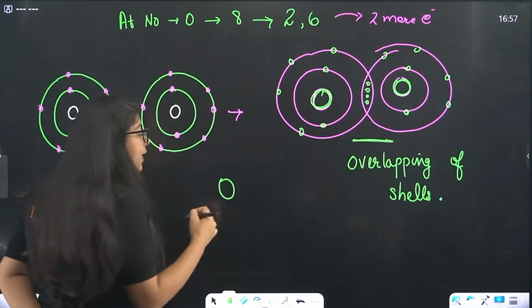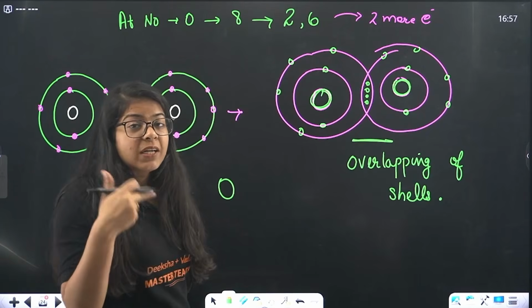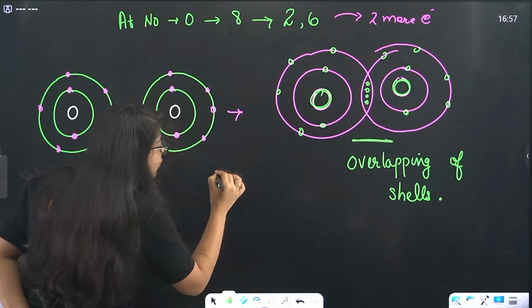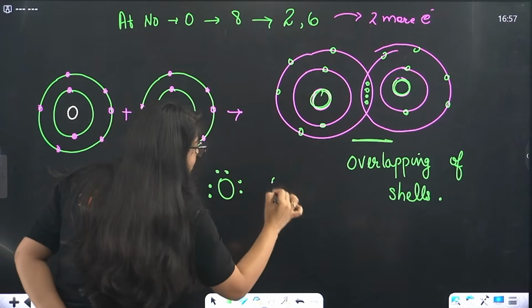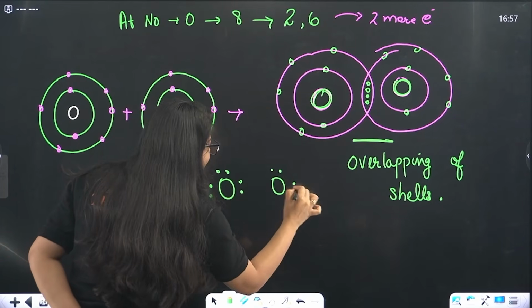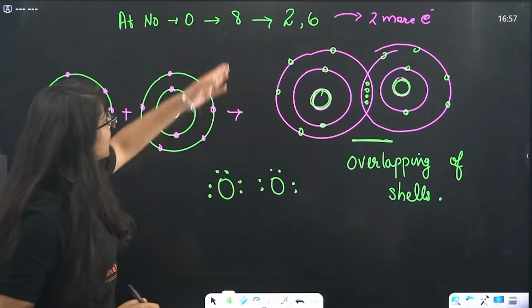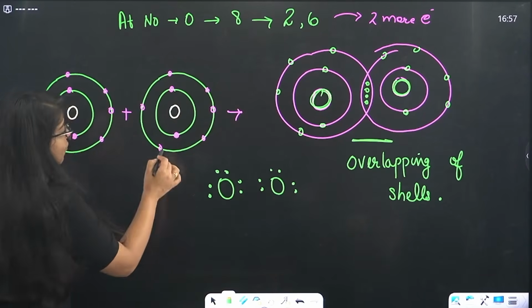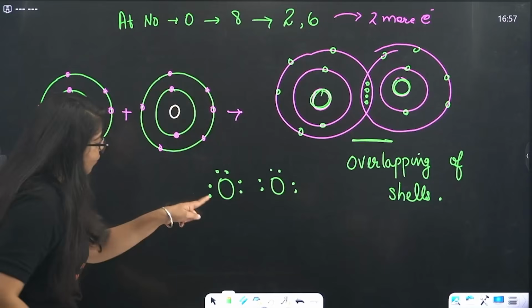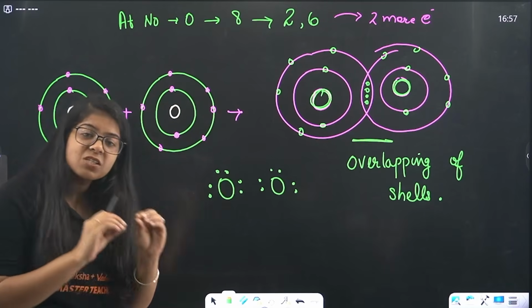How will I write oxygen? How will they teach you to write it in 11th, 12th class? They'll do 1, 2, 3, 4, 5, 6. Oxygen 1, 2, 3, 4, 5, 6. Ma'am, but it has 8 electrons. We are just writing valence shell electrons. These are just valence electrons.